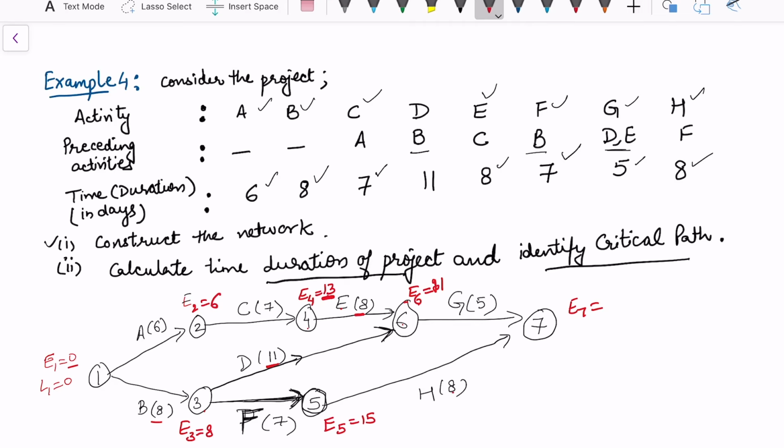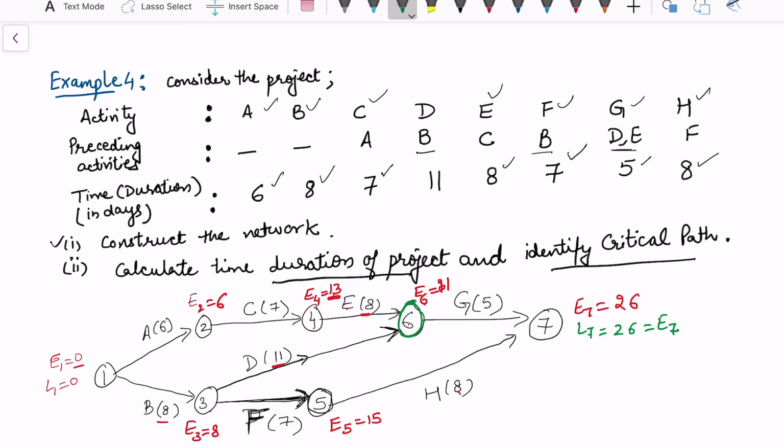Now I'm going to calculate the latest. Latest of the 7th node is the same as this because it is the same as earliest. Come back. The 6th node would be considered completed if I delete the activity G. So I'm going to simply subtract 26 minus 5, that is 21 days. So this means latest of the 6th node is 21.